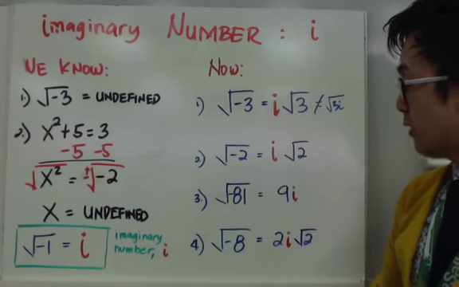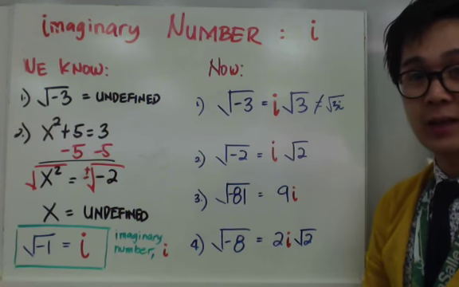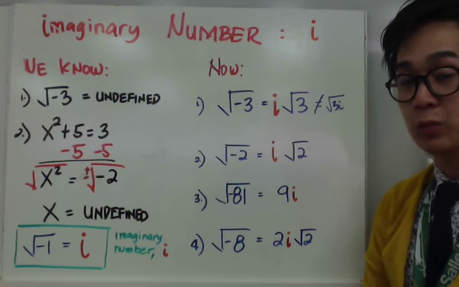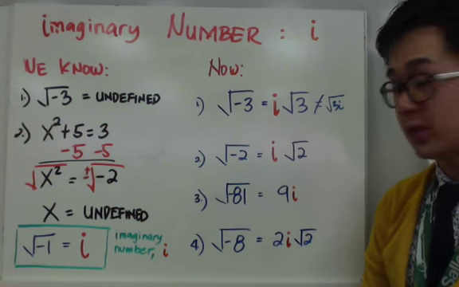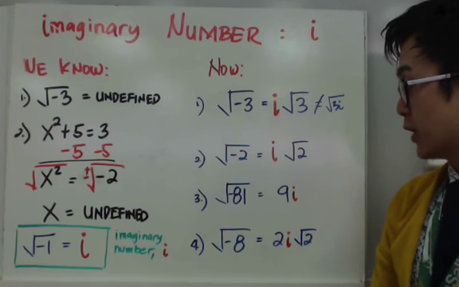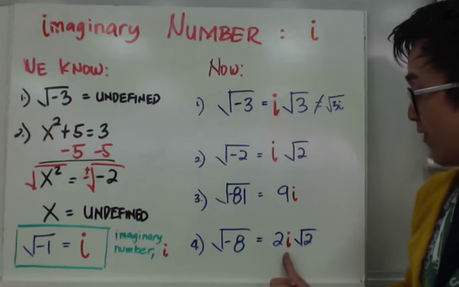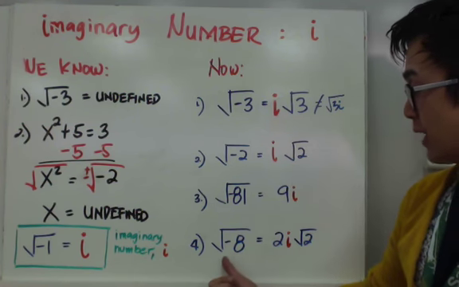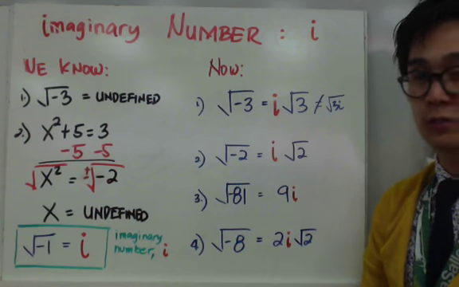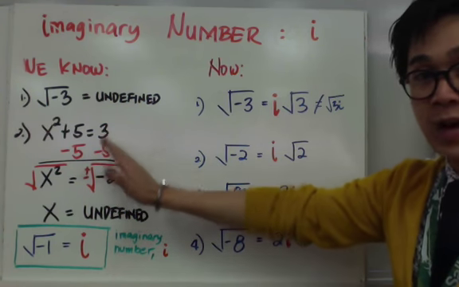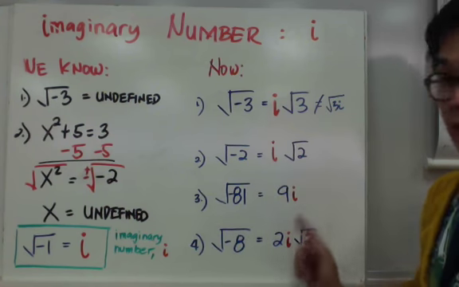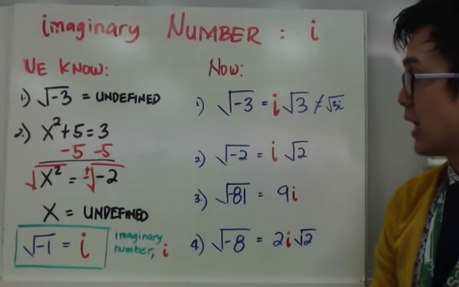So for number 4, I have the square root of negative 8, and 8 is not a perfect square, but we know we can factor it into 4 times 2, and the square root of 4 is 2. So using the factor tree, the square root of negative 8 is simply 2i square root of 2. So this is how we use the imaginary number. So it's no longer undefined, now it's the imaginary number i.